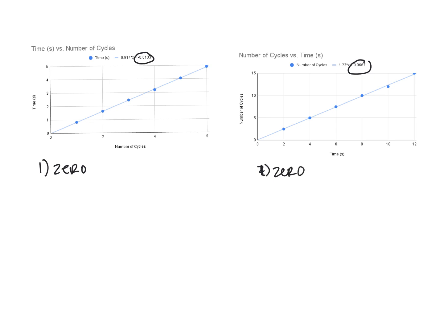And the reason why, the meaning of that, and this would be 0 seconds, by the way, and this would be 0 cycles. My explanation might be slightly different. So for this one, if my y-intercept is, if I'm at 0 cycles, it takes 0 seconds. So my explanation for why my y-intercept is 0 for the graph for time versus number of cycles is 0 cycles takes 0 seconds.